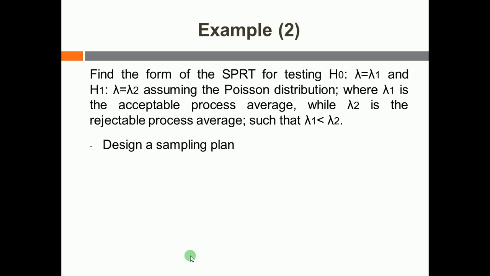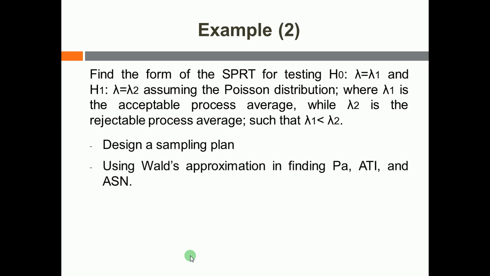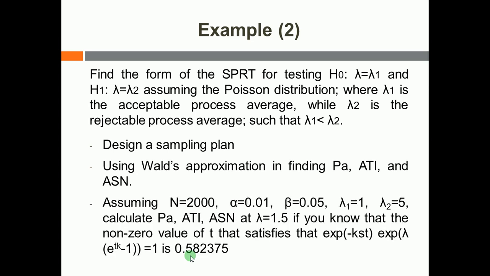We here require to design a sampling plan, then we require to use a word approximation in finding a probability of acceptance with ATI with ASN, and then we assume some values for the parameters, and accordingly we need to calculate a probability of acceptance with ATI with ASN at lambda equal 1.5, and we will explain later what's meant by the lambda is equal to 1.5.